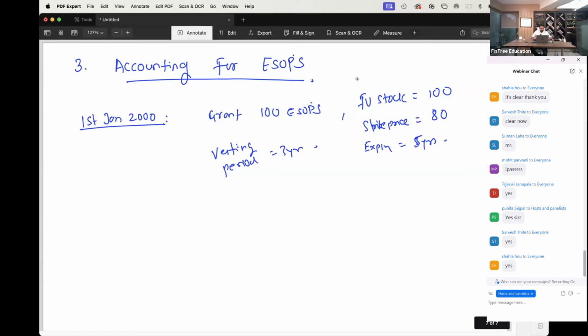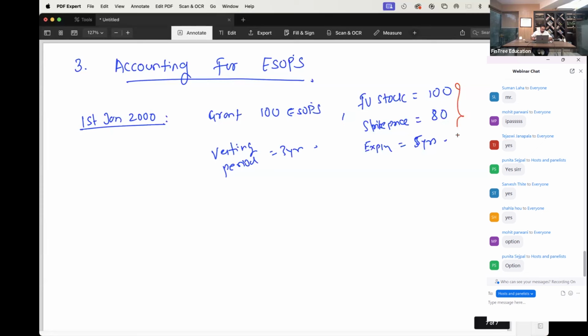All right. So now we have to do accounting. First thing we know is the question we ask ourselves: are we giving shares to the employees or are we giving ESOPs, options, to the employees? Options. So then I need to figure out the fair value of the option.